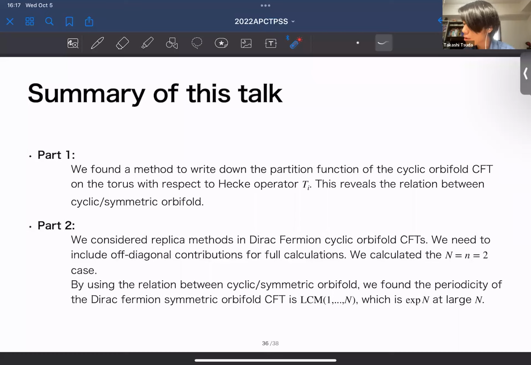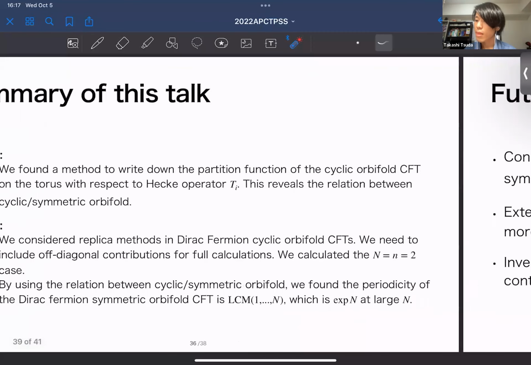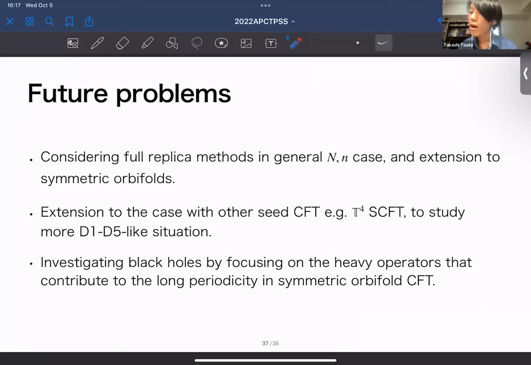And by using the relation between cyclic and symmetric orbifold CFT, we found the periodicity of the Dirac fermion symmetric orbifold CFT is the LCM from 1 to n, which is exponential in n at large n. For concluding, we showed some future problems. We want to consider full replica methods in the general n and N case. And we want to extend the result to symmetric orbifolds. This is a very important future problem.